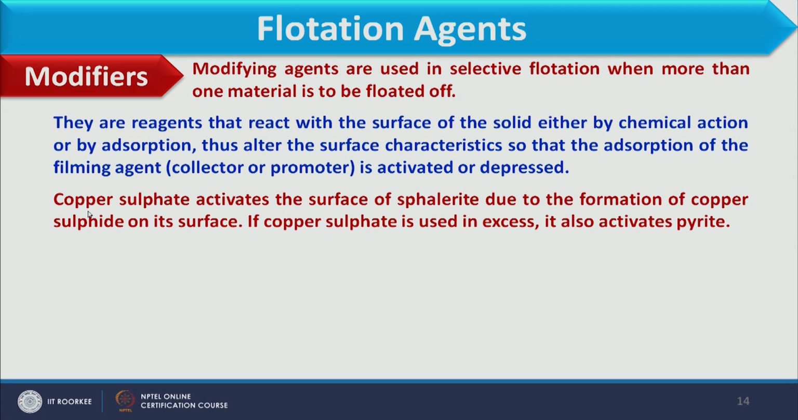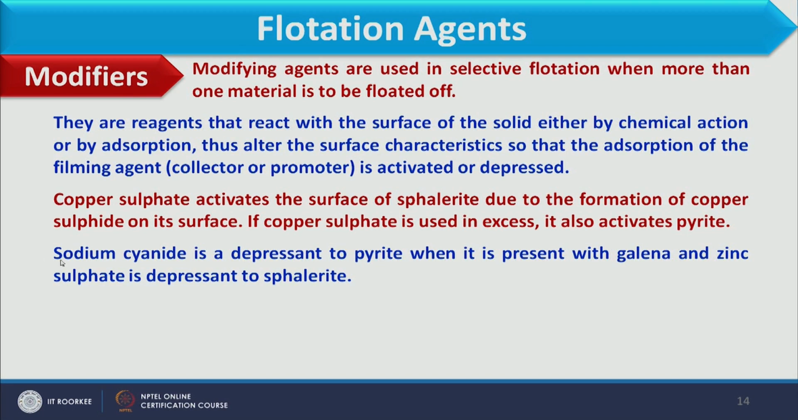So here we have a few examples. Copper sulphate activates the surface of sphalerite due to formation of copper sulphide on its surface. If copper sulphate is used in excess, it also activates pyrite. And sodium cyanide is a depressant to pyrite when it is present with galena, and zinc sulphide is a depressant to sphalerite. So you see here, when we have a mixture, we can activate only one compound and others should be depressed by adding some modifiers.